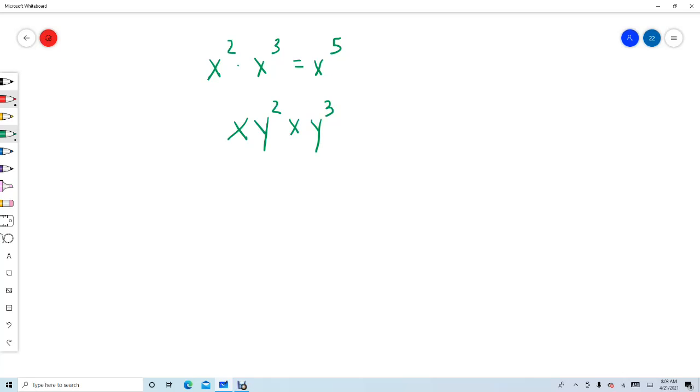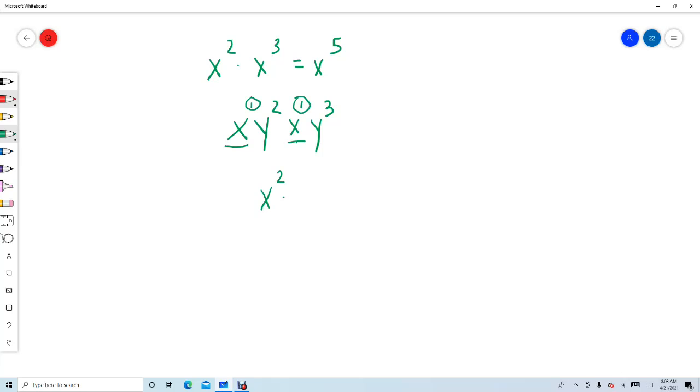Okay? So what we need to do is we usually go in alphabetical order. So I'm going to write my x's first. I have 1 x there and 1 x there. So when we don't see an exponent above a variable, it's understood to be a 1. So I have x to the 1st and x to the 1st. If I am multiplying them together, I have x squared, because we're going to add these.